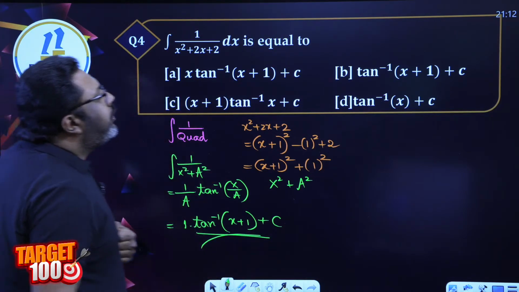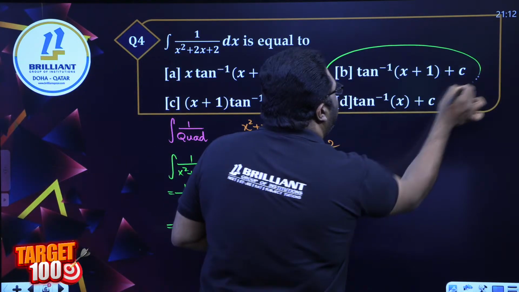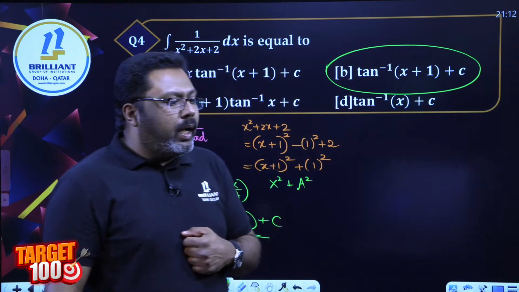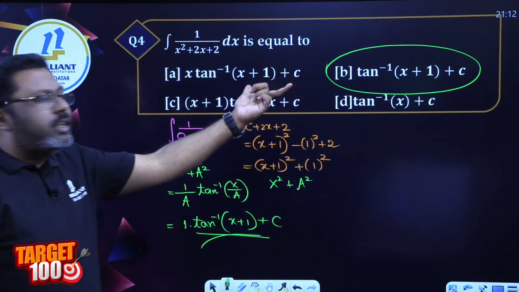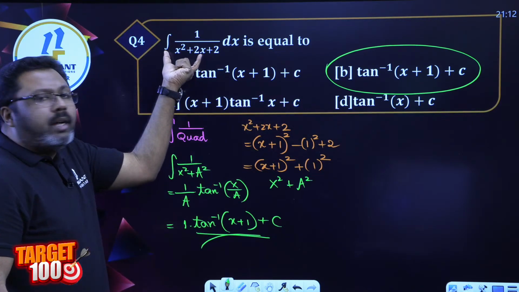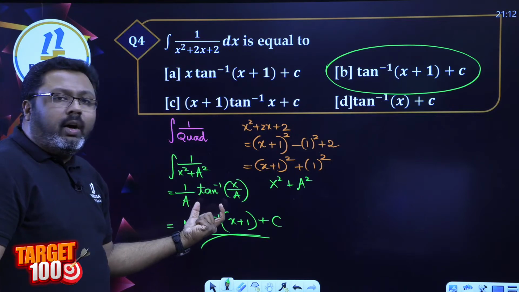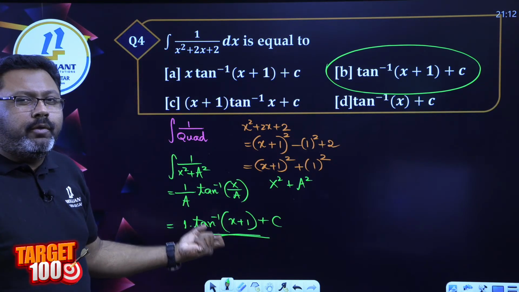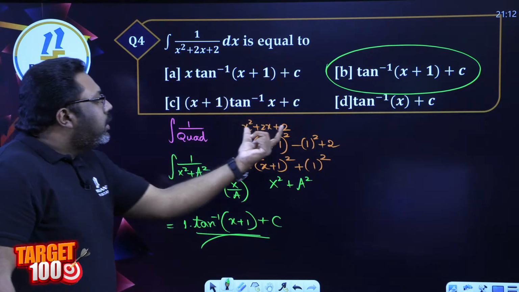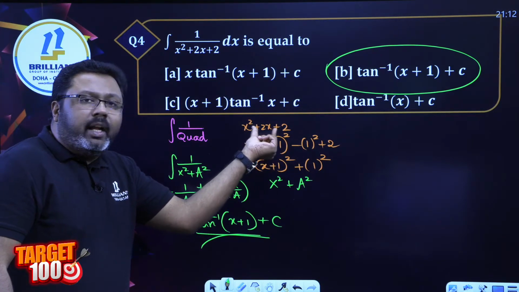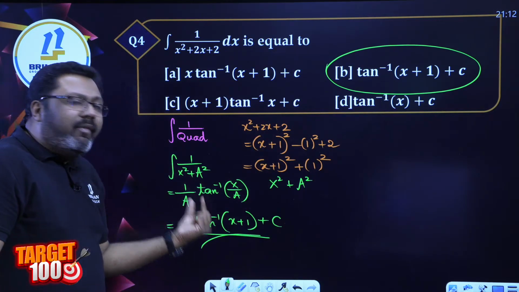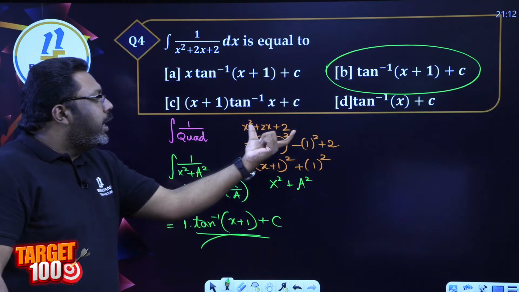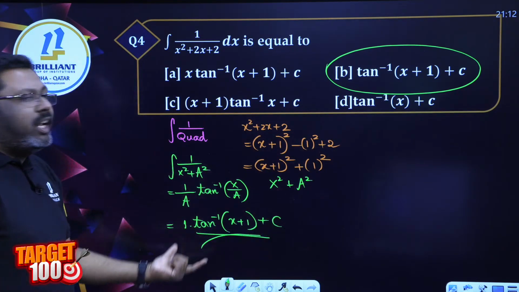So tan inverse of x plus 1 plus c, option B. Yes, Adil, Samuel, Sana, Abin and Adin. Tan inverse of x plus 1. A question based on the direct formula of particular functions, special integrals, is also expected for MCQ from integral parts. So learn how to complete the square for a quadratic form and apply the relevant formula. Okay, please, my dear students, it's very important to learn how to complete the square and apply the relevant formula.